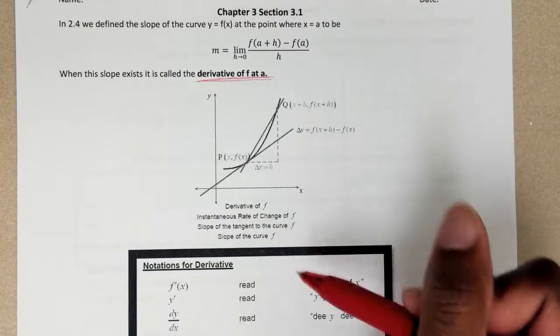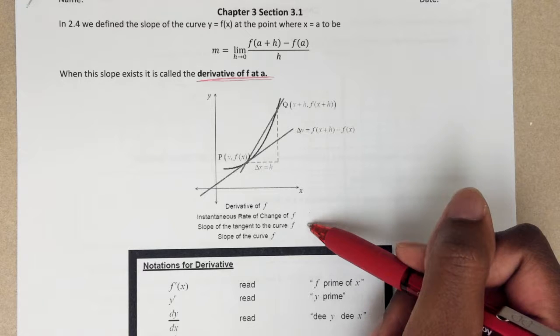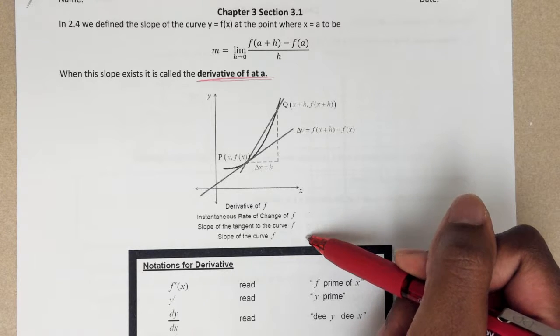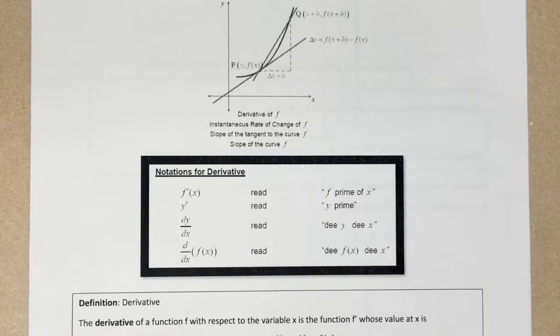The derivative of f can also be called the instantaneous rate of change of f, the slope of the tangent to the curve of f, and the slope of the curve f.